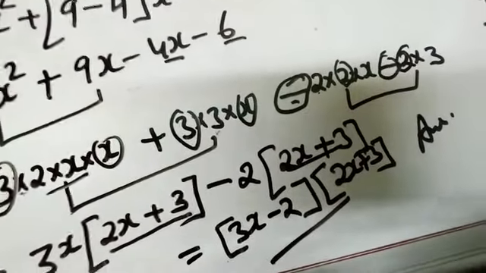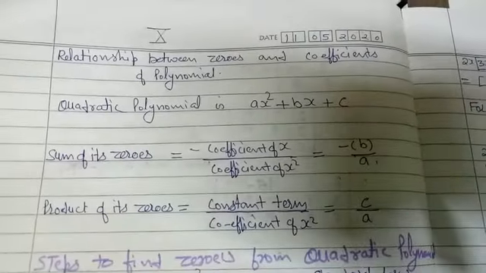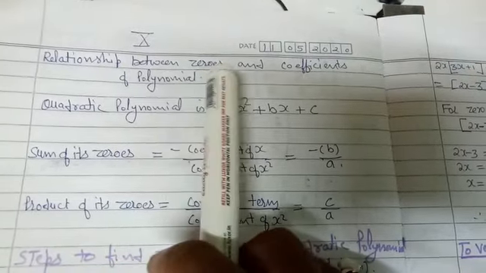So in this way you can find the factors of the other questions. Now the next topic is to find the relationship between the zeros.